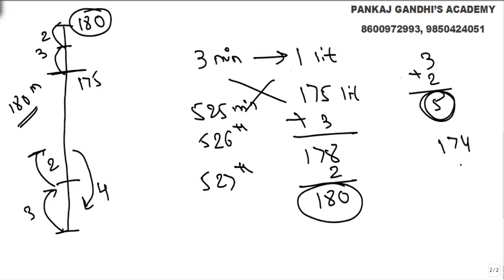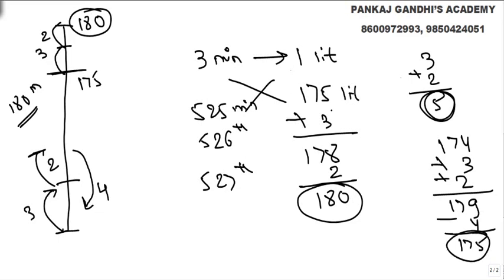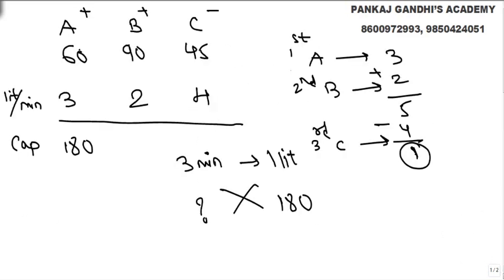But even if we take 174, next minute 3, next minute 2, it's not filled, C will empty 4. But after 175, in the next 2 minutes it will be filled. What we did: pipe A alone fills the full tank in 60 minutes, pipe B alone in 90 minutes, C alone in 45. We assume the capacity as the LCM, 180. In 60 minutes 180 liters, so per minute 3; 90 minutes 180 liters, per minute 2; 45 minutes 180 liters, per minute 4. First A will fill 3, then B will come, the cycle is given, first A then B, now C empties, so finally we get 1.